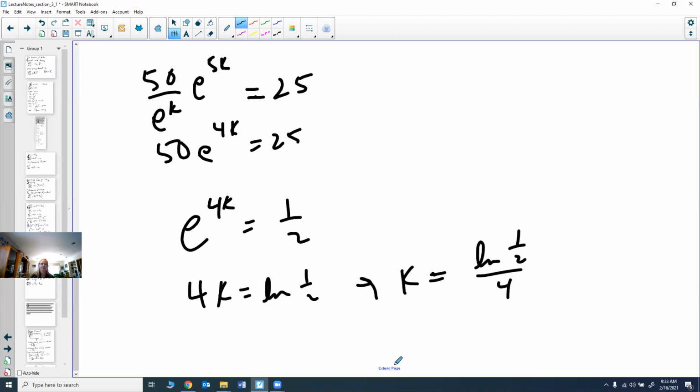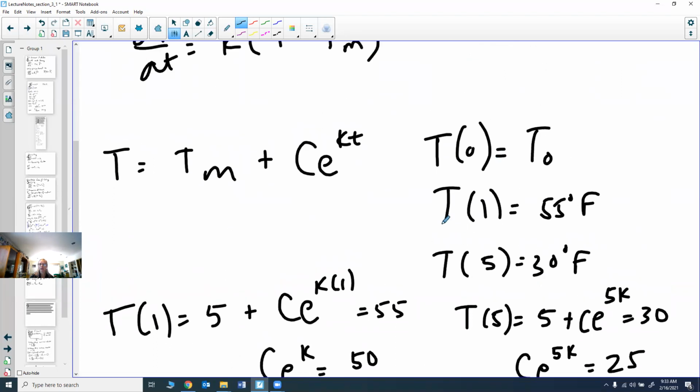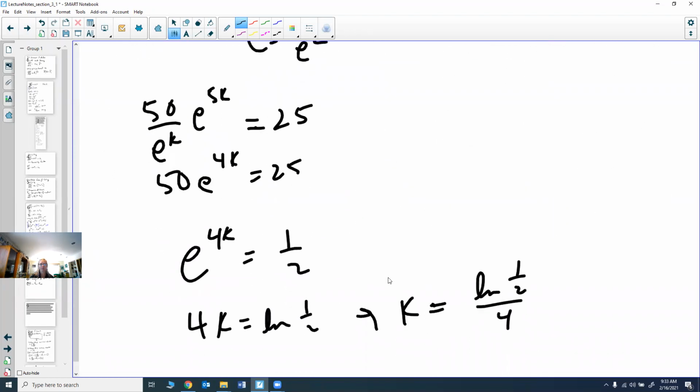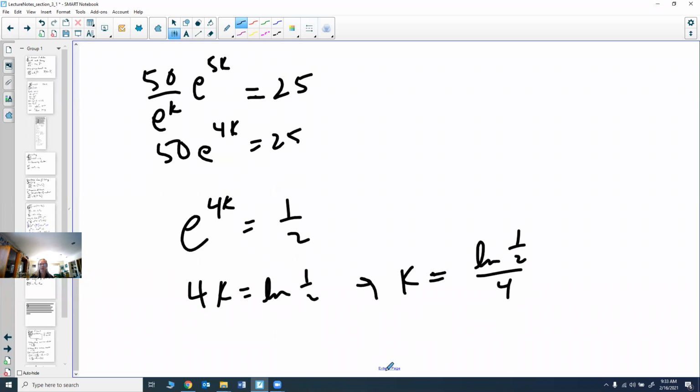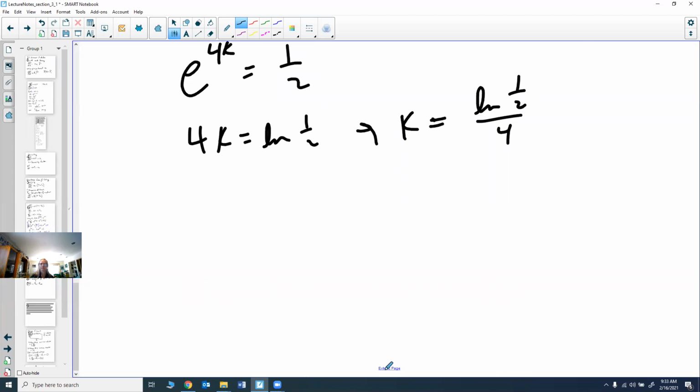We actually want to know what C is. So C is my time of 0. So actually it might not be. Let's keep going. So let's find out what C is. So C we already know is 50 over e^k. So C equals 50 divided by e^k, and we just know what k is. So we can find out what that is. And I'm going to go ahead and approximate what that is.